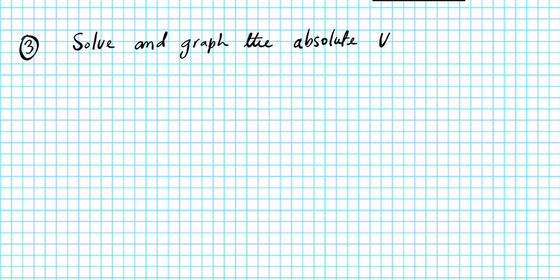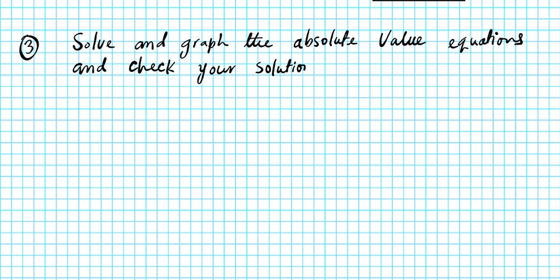For question 3, this is the instruction: solve and graph the absolute value equations and check your solutions. Okay? Now it's always good to check your solutions just to make sure that you've made no mistake. Make sure that your solutions are correct.